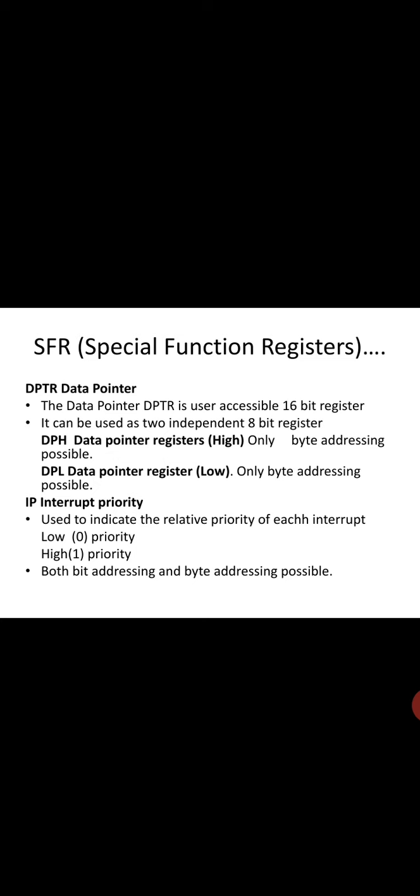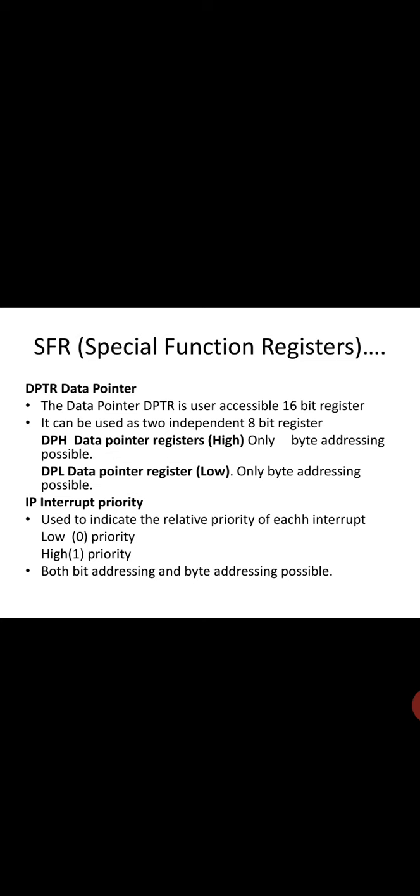DPTR, data pointer register. The data pointer is a user accessible 16-bit register. It can be used as two independent 8-bit registers, DPH and DPL, data pointer register high and data pointer register low. High and low here indicate higher order and lower order bits of data pointer register. In both cases only byte addressing is possible.